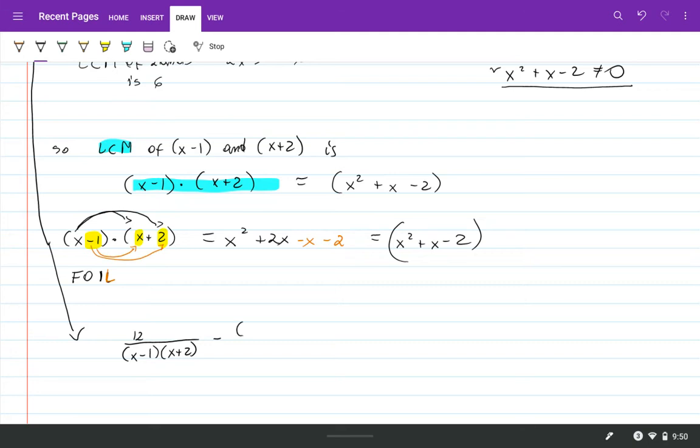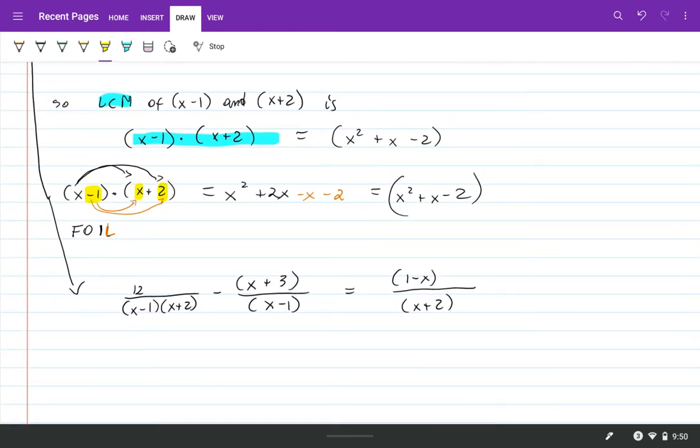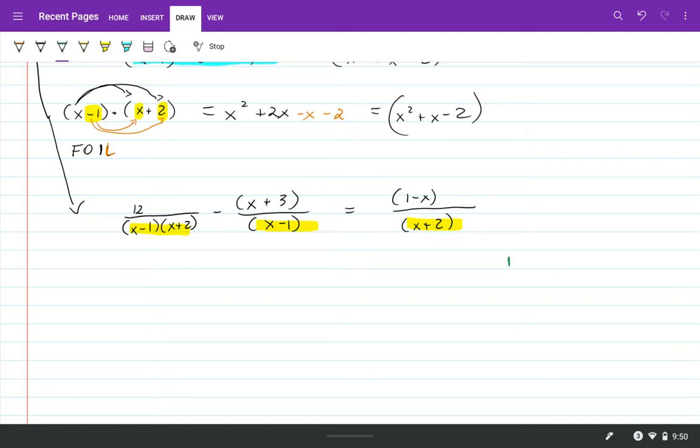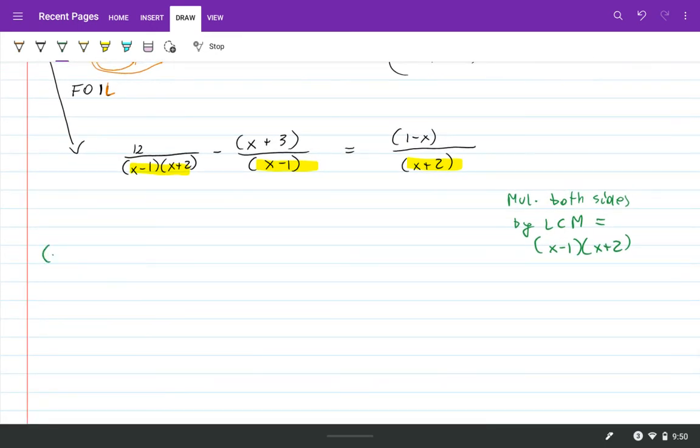Minus x plus 3 divided by x minus 1 equal 1 minus x over x plus 2. So now, since we still have fractions, we know what is LCM, so I'm going to multiply both sides by lowest common multiple, which is x minus 1 times x plus 2. So I'm multiplying the left side by x minus 1 times x plus 2.